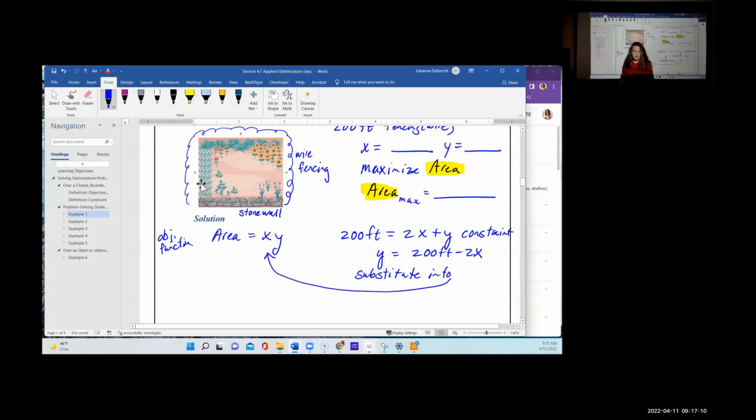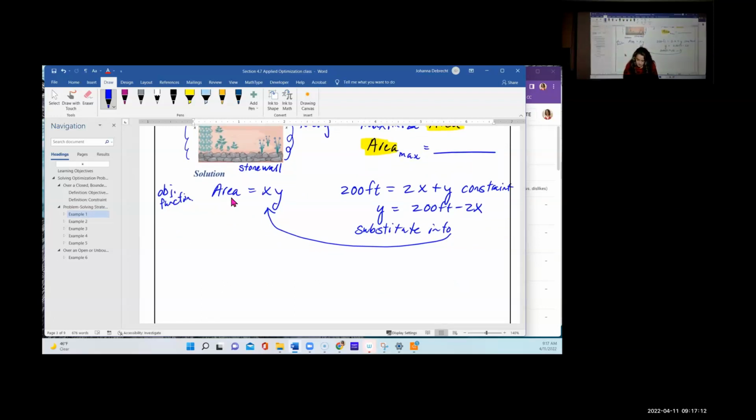All right. So the next thing that we're going to have written down is the area equals X times 200 feet minus 2X. And then we can multiply that out and get 200 feet X minus 2, oops, I've got my parentheses in the wrong place, minus 2X squared. All right. Now we need to maximize our area. So we're looking to maximize the area, optimizing it.